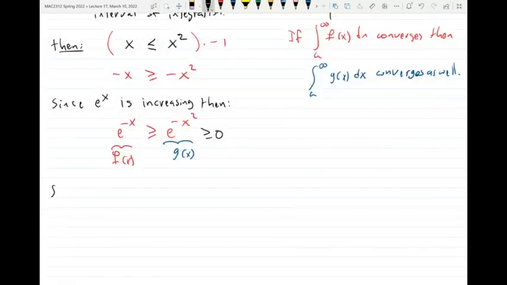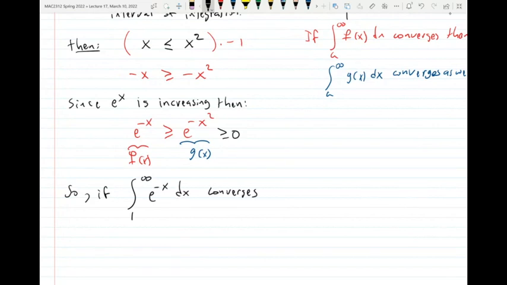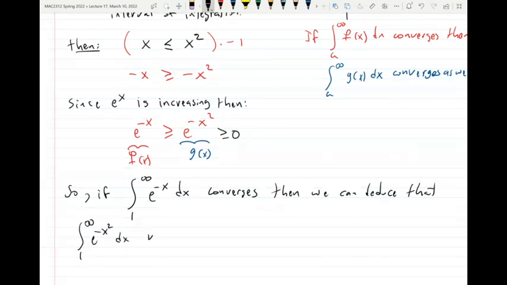So let me just say, if the integral from 1 to infinity of e to the negative x dx converges, then we can deduce that the other one must converge as well, by the discussion that we just had. So let's concentrate on this one, because now there's something that we can compute.